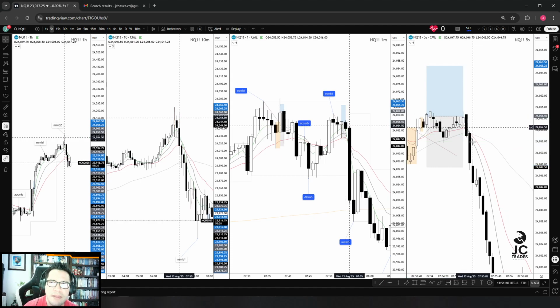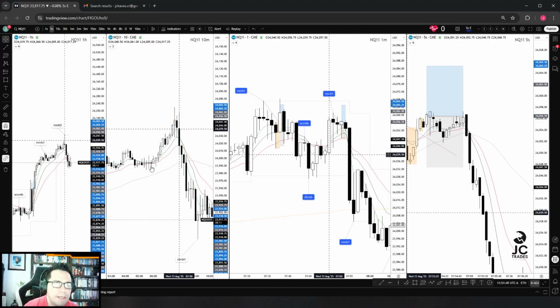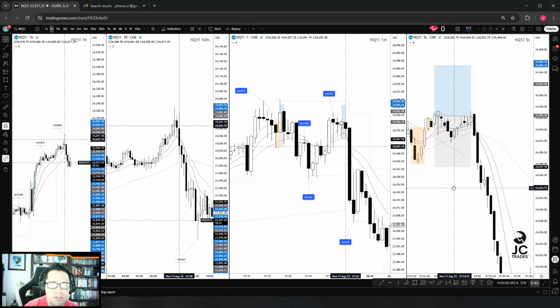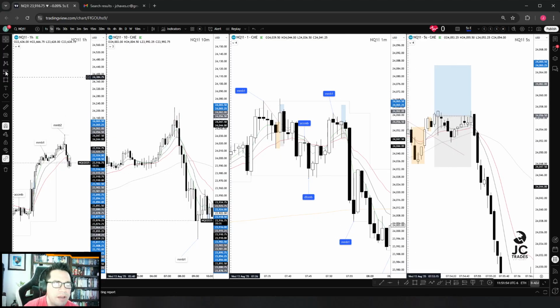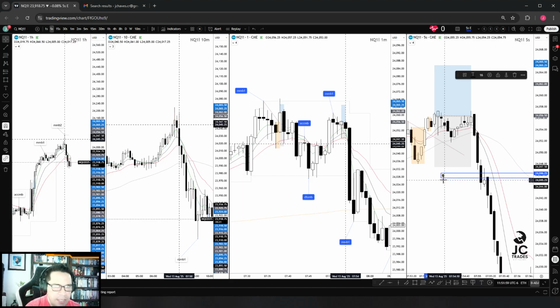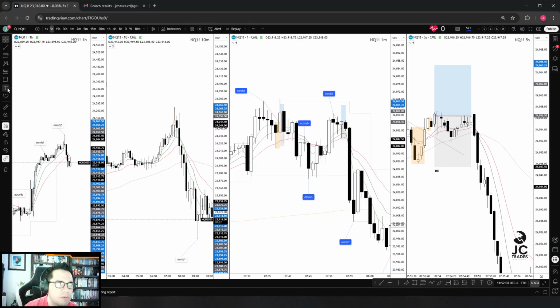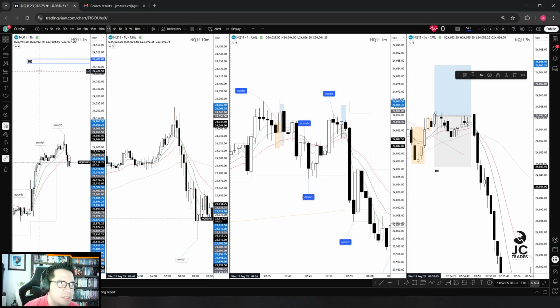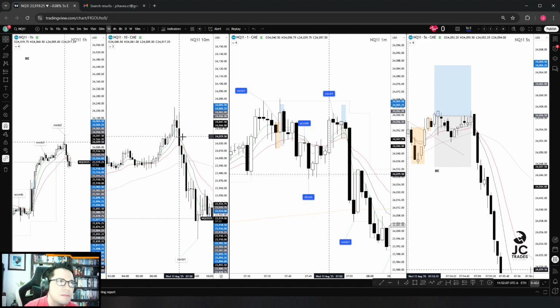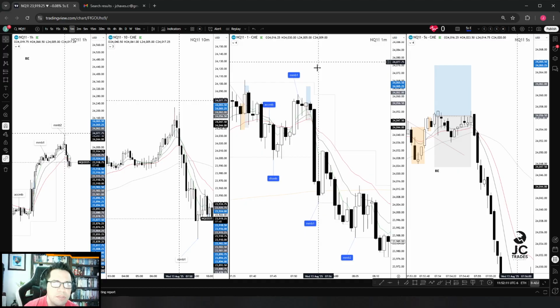Price came here and then continued the bearish move. So in this case, it's worth mentioning that the rule that we have would have paid off. It would have saved us a loss. So this is one trade that we're going to just put on our list to see what was available throughout the session.